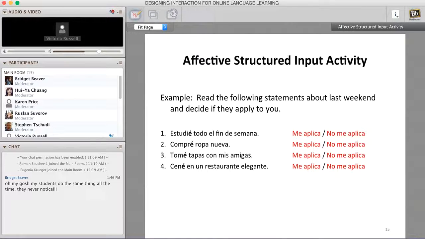So students only need to understand the meaning of the input sentences in order to answer the items. Notice, though, that the input sentences in this activity are flooded with the targeted grammatical form. As with referential structured input activities, learners never produce the targeted form with effective structured input activities. However, they are doing something with their input. In this case, they're determining if the input sentences apply to them or not.